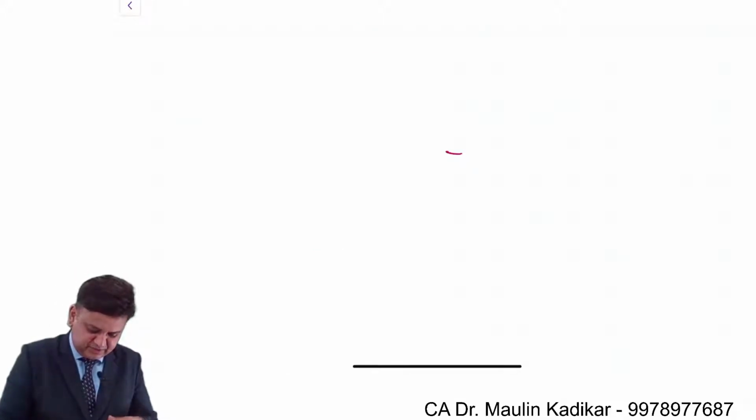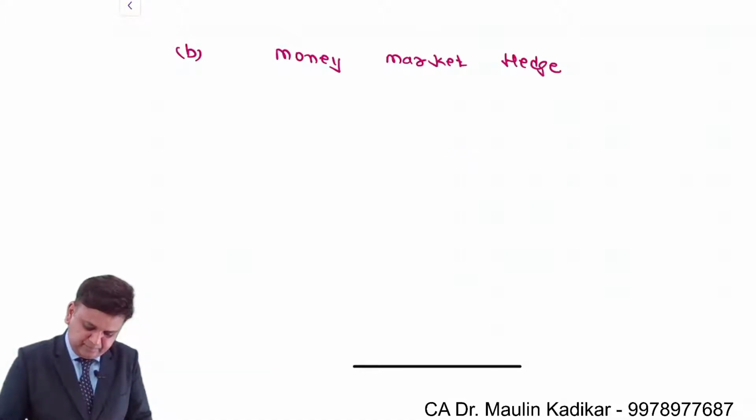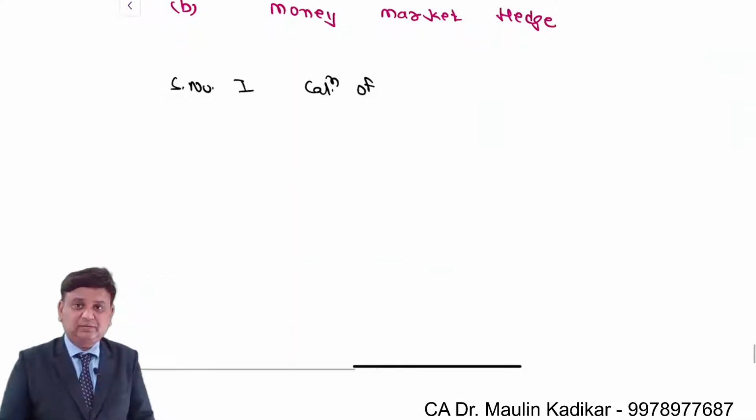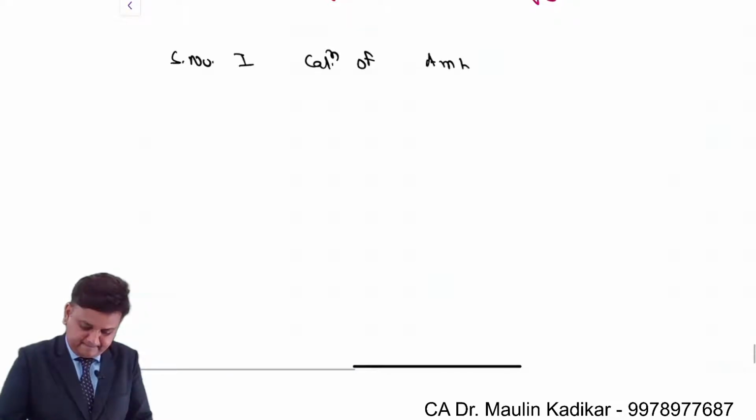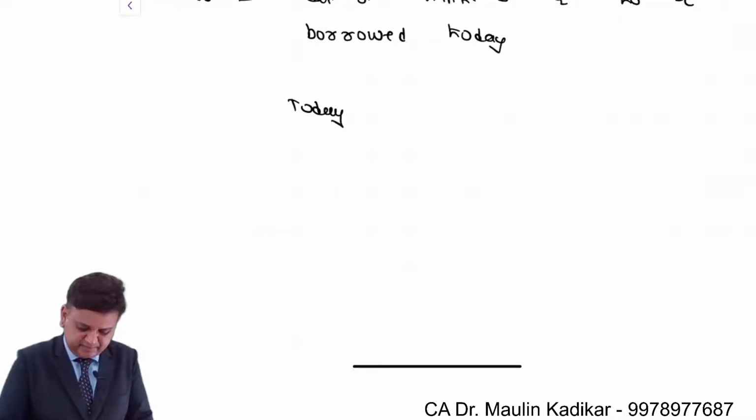So let us answer the B question. Money market hedge. In the breakdown, step number 1, calculation of the amount of pound to be borrowed today. So we understand today and after 3 months.